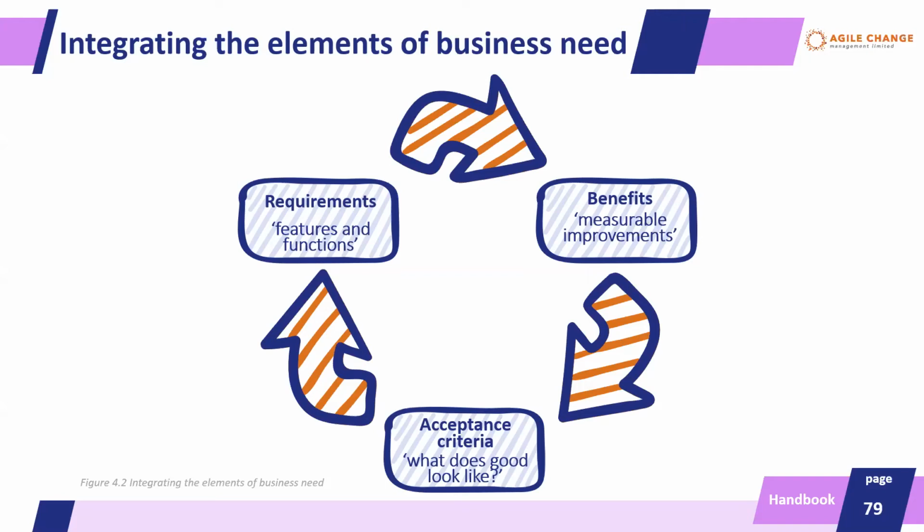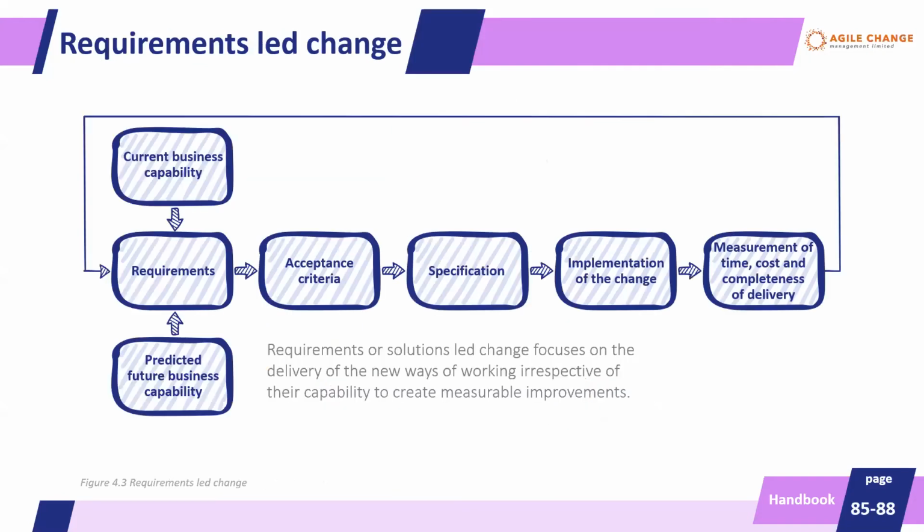And that means stepping much further into the future, almost imagining that we've achieved those features and functions and now look around us and think, and what's the result? What's now happening that wasn't happening before? We tend to skip that step very often. So what happens is we end up with this problem called requirements-led change. It's also known as solutions-led change.